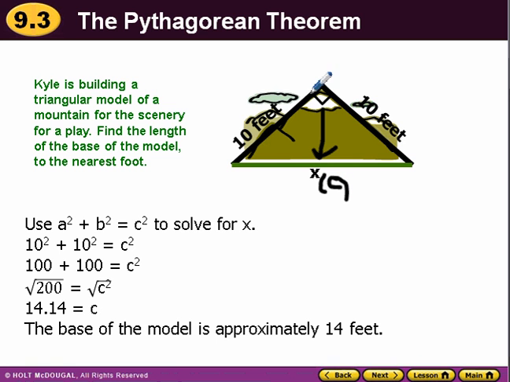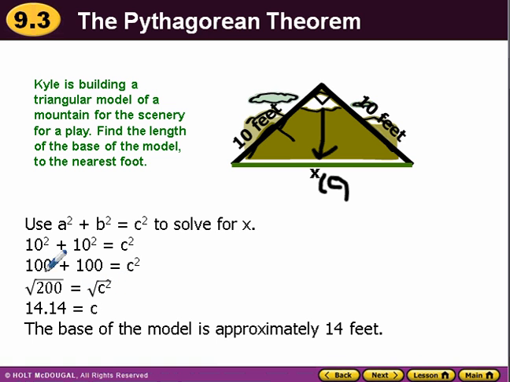So I know each of my legs is 10. So I'm going to substitute 10 in for A and 10 in for B. And then I'm going to square. So 10 squared plus 10 squared is 100 plus 100. It's still going to equal C squared. Adding 100 plus 100, I got 200. I kind of skipped that step there. Equals C squared. I want to find what C is. So I need to take the square root of C squared.